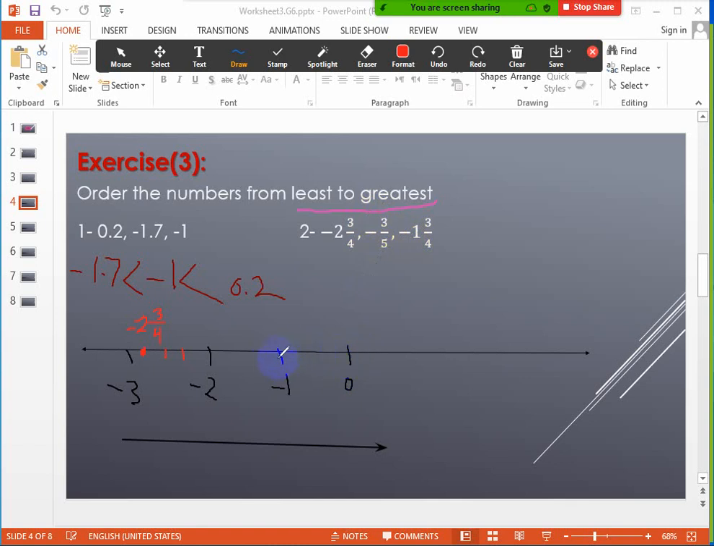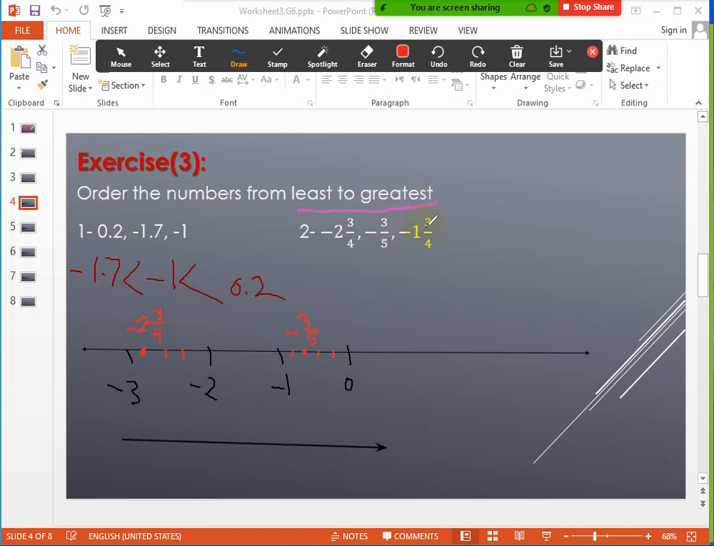If you divide the distance between 0 and negative 1 into 5 equal parts, this number will be 3 over 5. That means I have to jump 3 parts of 5 parts. So you have to jump from 0, 3 over 5. That means 1, 2, 3. This point is negative 3 over 5.